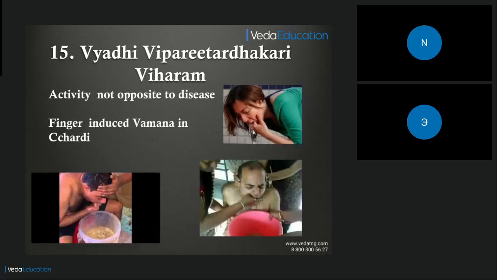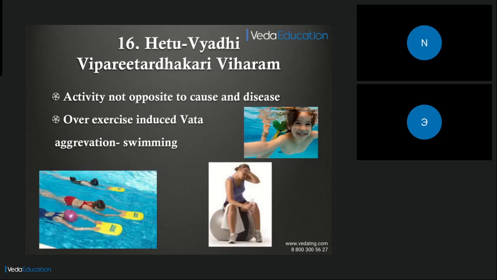Similarly, activity not opposite to disease. That is another level. For example, a person is feeling nausea and vomiting, but vomiting is not coming properly. So you put a finger in your mouth, touch the oropharynx or the palate, and induce the vomiting. Similarly, the hetu vyadi combination. So you have both the causative factor, that is the particular dosha vata, and also some manifestations of disease.